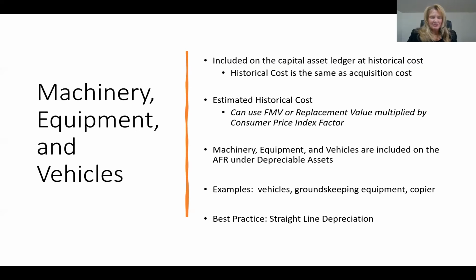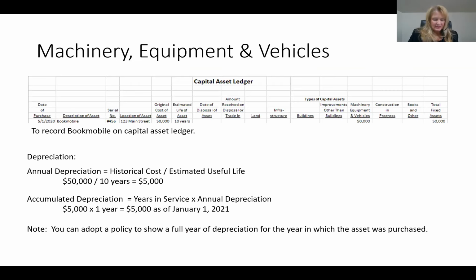Again, on these, the best practice would be straight line depreciation. So if you take a look here on the next slide, we have a bookmobile. The cost of that was originally $50,000 and the cost allocation was over 10 years. So we've just taken that across and put that under machinery, equipment, and vehicles for $50,000 and then carried it over to the total fixed assets.